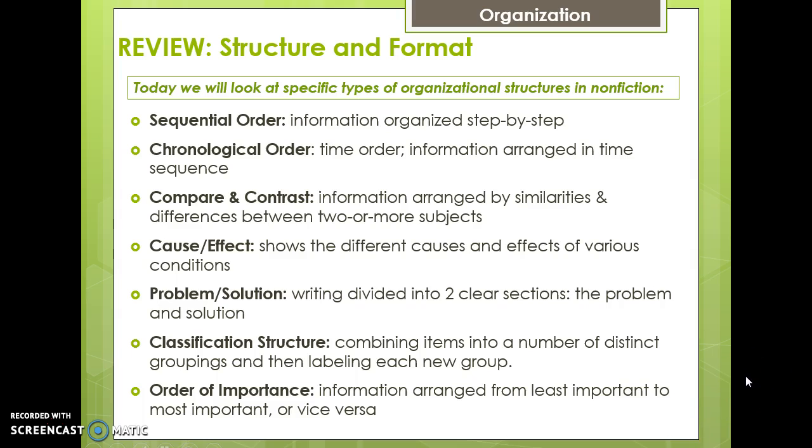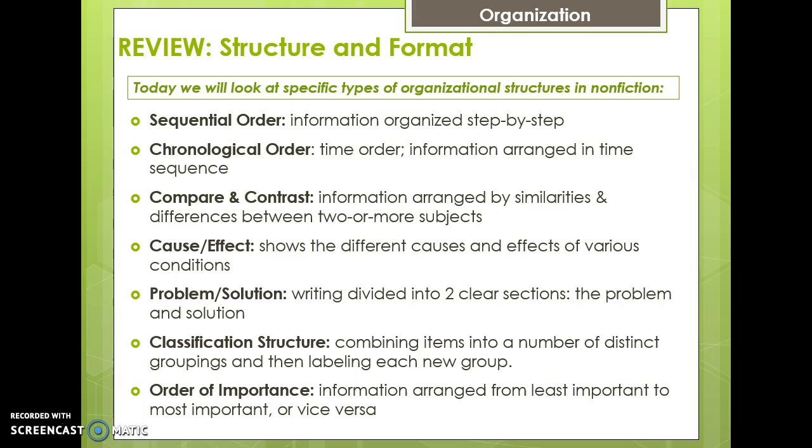Let's review structure and format. Today we're going to look at specific types of organizational structures in nonfiction. Sequential order, information organized step by step. Chronological order, time order, information arranged in time sequence. Compare and contrast, information arranged by similarities and differences between two or more subjects. Cause and effect, shows the different causes and effects of various conditions.